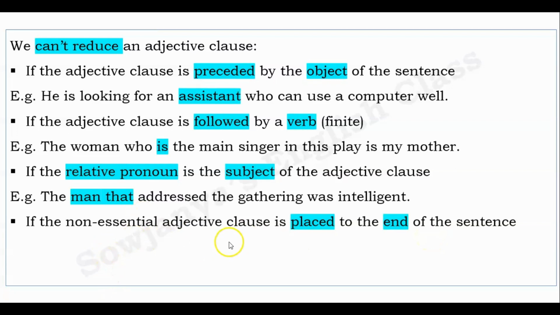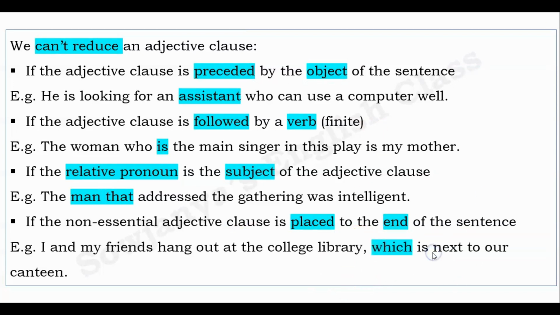If the non-essential adjective clause is placed at the end of the sentence, then also we can't reduce it. Example, I and my friends hang out at the college library, which is next to our canteen. So here, which is next to our canteen is a non-essential adjective clause, and it is coming towards the end of the sentence. We can't reduce it. Try. I and my friends hang out at the college library next to our canteen. It is not possible. What are you saying? I am not able to understand. So here also it doesn't make any sense. If the non-essential adjective clause falls at the end of the sentence, then we can't reduce such adjective clauses.